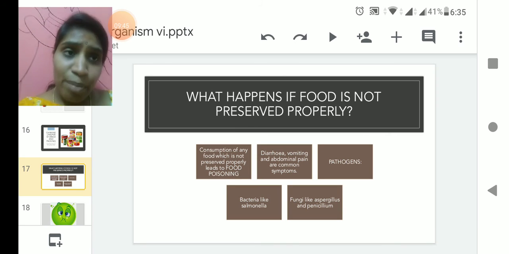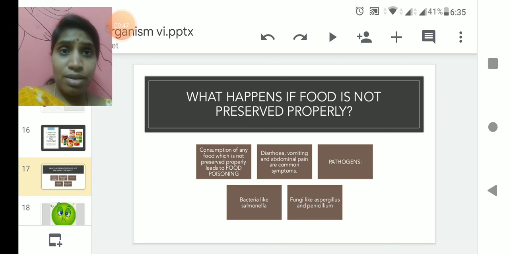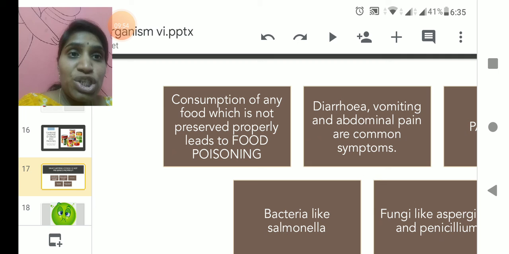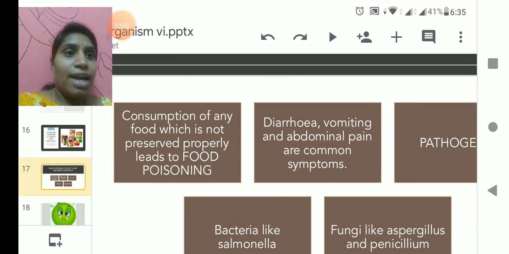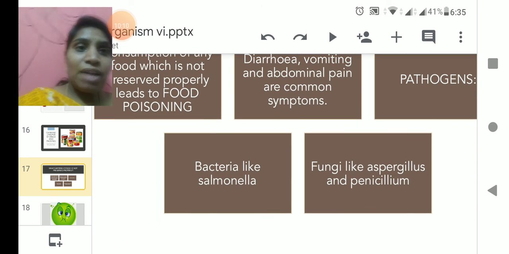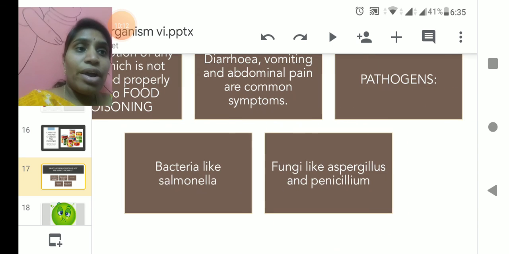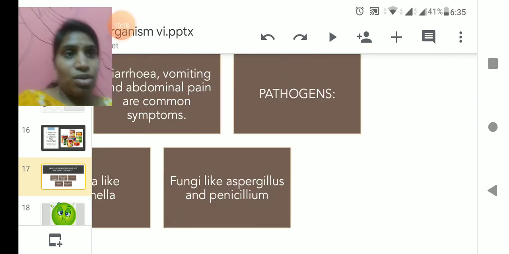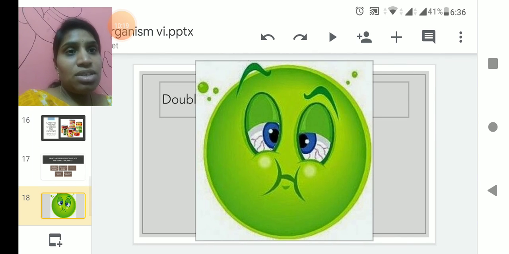And what happens if food is not preserved properly? What happens if food is not preserved properly, children? Here any food which is not preserved properly leads to food poisoning, right? And that may cause diarrhea, vomiting, abdominal pain. These are the common symptoms of food poisoning. And the pathogens like bacteria such as salmonella and fungi like aspergillus and penicillium, these will cause diseases to us.